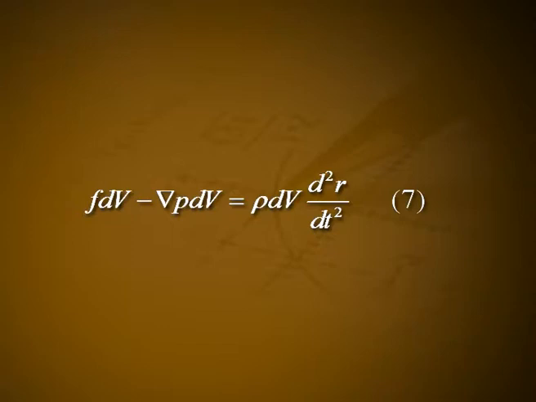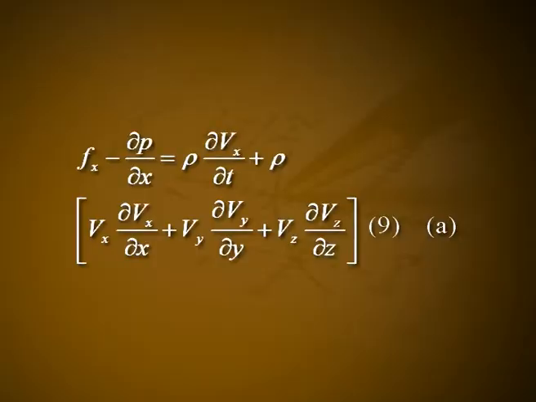Let us consider a small volume element dV of a non-viscous fluid in equilibrium. Then the body force F dV equals del P dV. Now, for the motion of this volume element, we have F dV minus del P dV is equal to rho dV into d square r divided by dt square. Let it be equation number 7. Here d square r divided by dt square is the acceleration of the element.